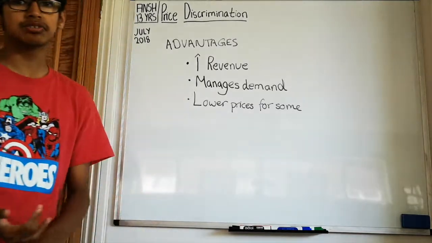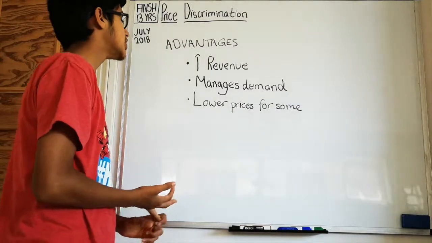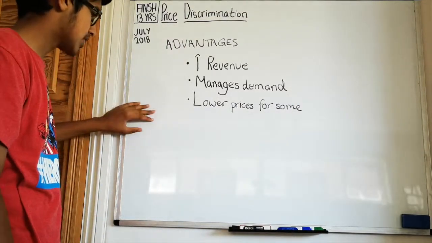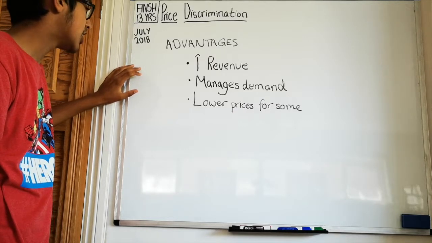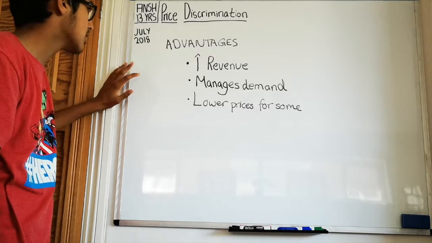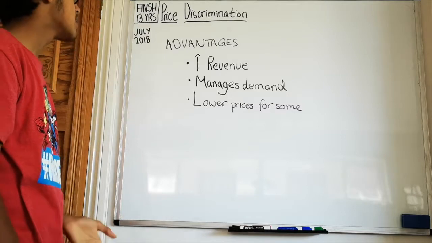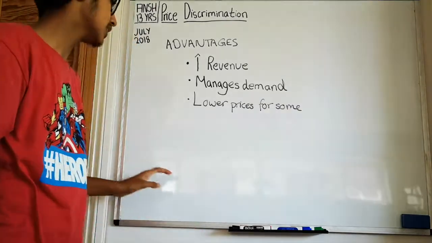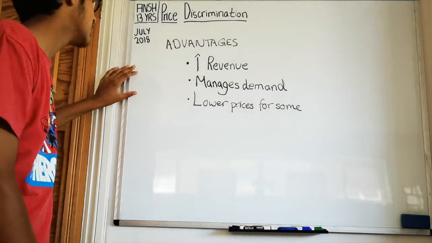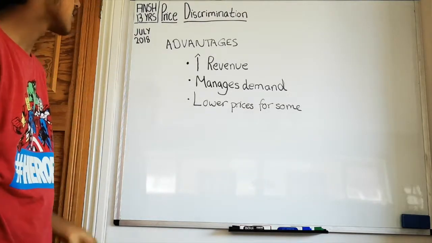So first of all, increased revenue. Obviously, if they're charging different prices for different consumer groups, then for the consumer groups which they're charging higher prices than they otherwise would, they would be increasing their revenue since they're generating more money, as a certain percentage of their customers are paying more than they otherwise would.